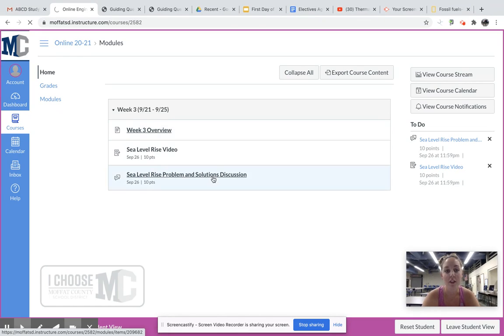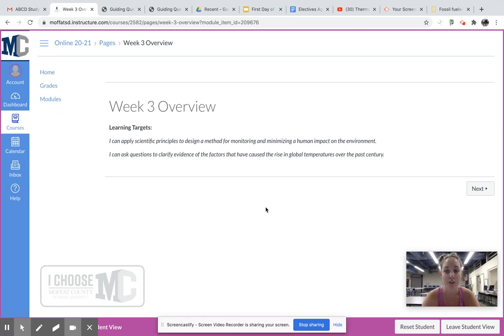So if I go to the week 3 overview, I can find our learning targets for this week. And the first learning target is I can apply scientific principles to design a method for monitoring and minimizing human impact on the environment. So basically this week, we're really going to be focusing on sea level rise. Sea level rise is a problem that's caused by climate change.